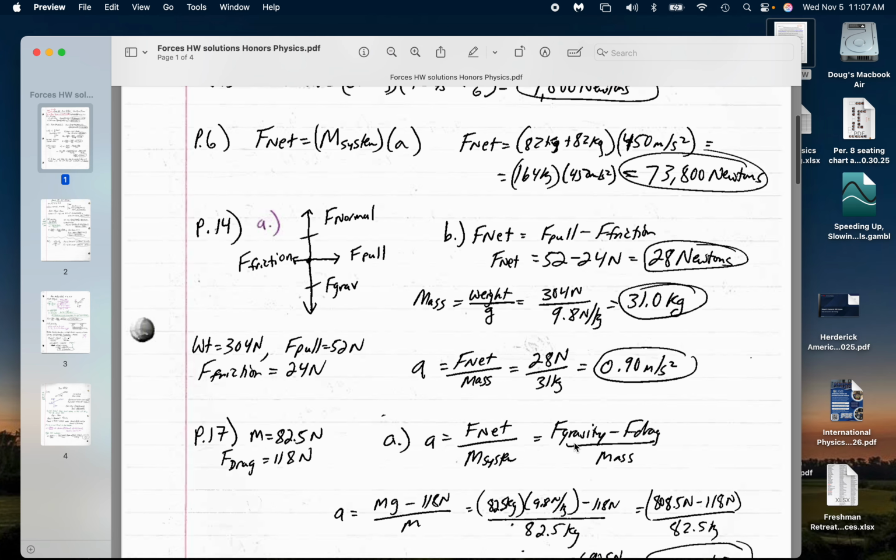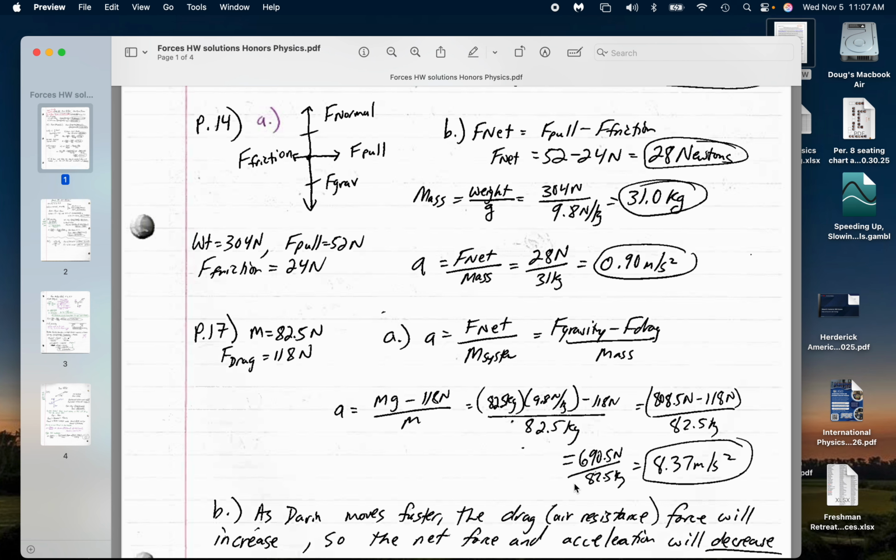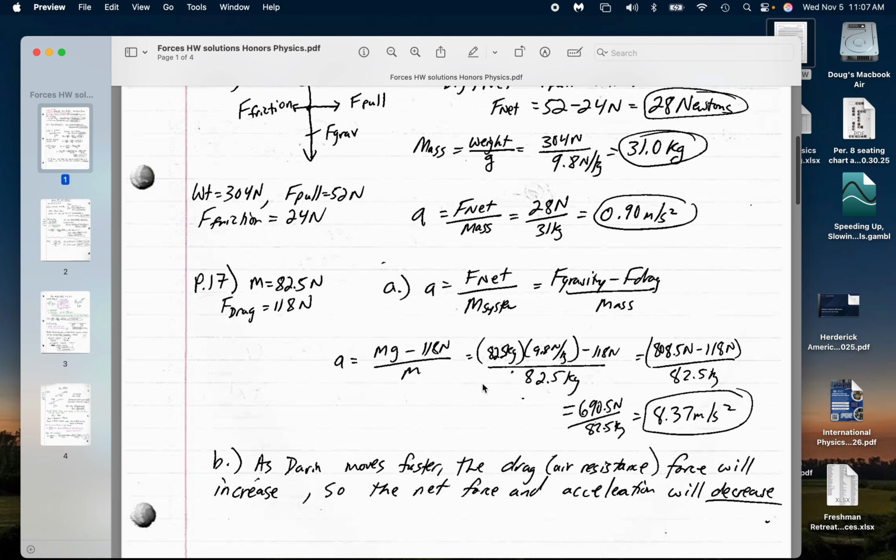Problem 17 deals with air resistance and asking about the acceleration when there is air resistance. In this case, I'm splitting up this net force variable into the two forces that are causing it. Gravity acting down, drag acting against that. So drag is like friction over the mass of the system. So acceleration is mg minus 118 newtons over mass. And m is 82.5 kilograms multiplied by 9.8.